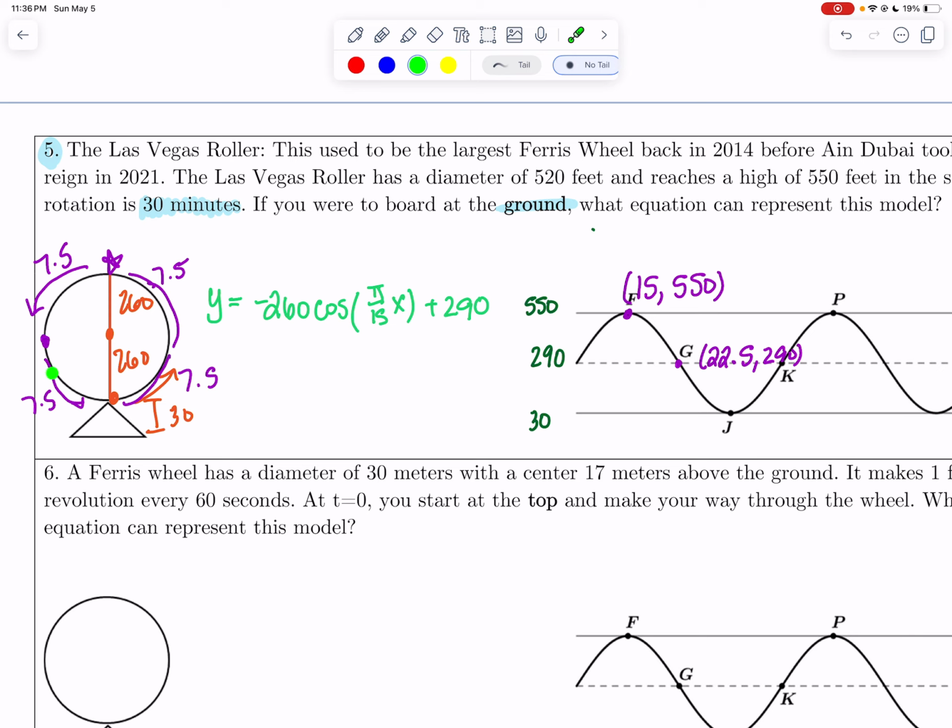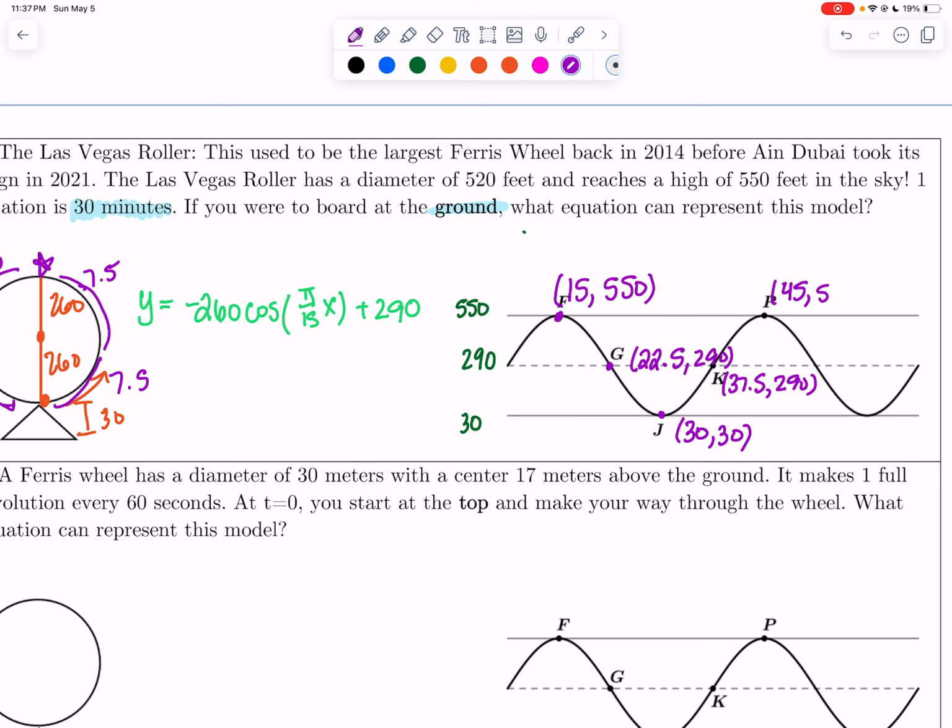Then 7.5 more minutes, I'm going to go down, and that's going to bring me to my minimum. So that means that after 30 minutes, I'm going to be 30 feet above the ground. Then another 7.5 minutes, I'm going to be back at my midline. So that means that after 37.5 minutes, I'm going to be back at 290. And then once again, I'm going to add 7.5 minutes. That's going to give me 45, and I'm going to be up at 550.